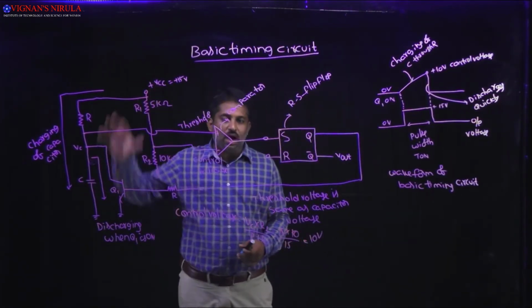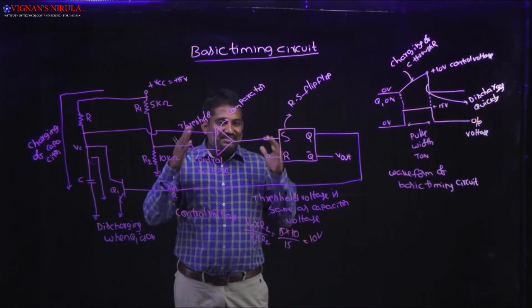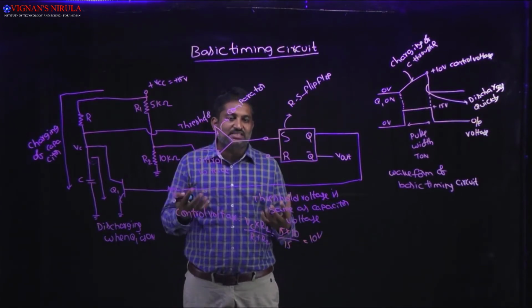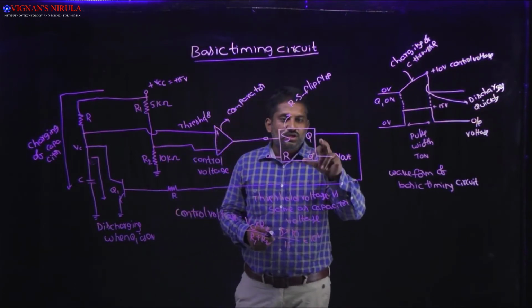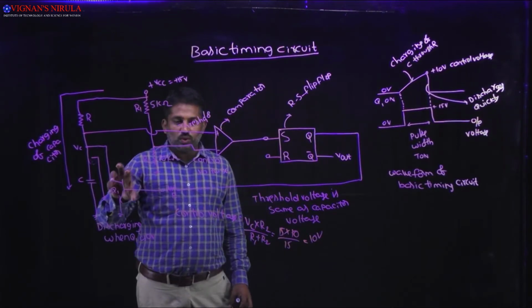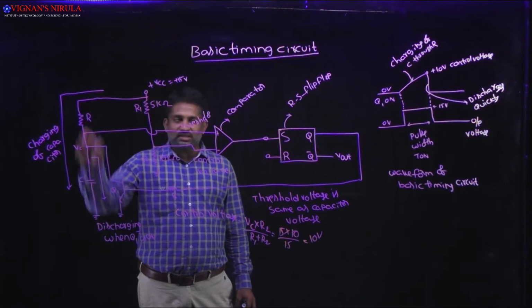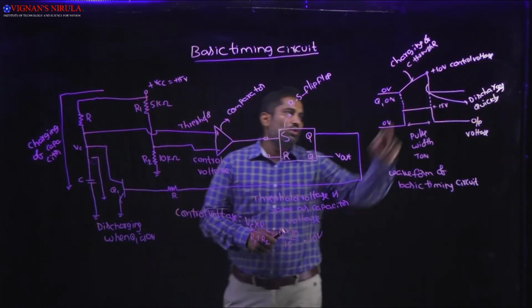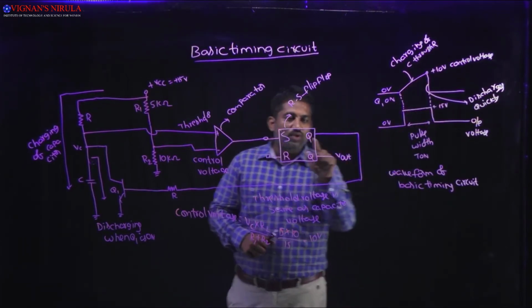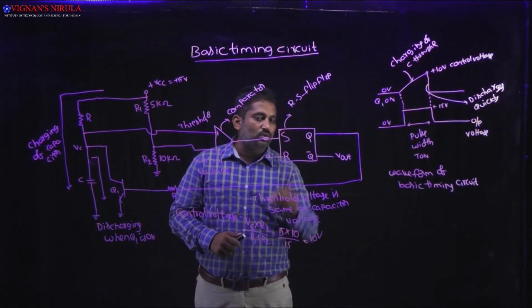Now here I am explaining the waveforms of the basic timing circuit. From this circuit operation, I explained the waveform. Listen clearly, it is easy to represent the waveforms once we understand the operation. If Q is equal to 0, Q1 is off. When Q1 is off, the capacitor is charging through R. When Q is 0, obviously Q bar is equal to 1.